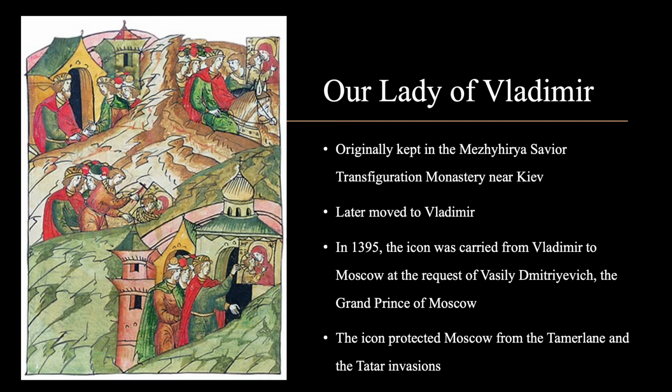The icon was originally kept in the Mezahirya Savior Transfiguration Monastery near Kiev, but later moved to Vladimir, hence the name. In the year 1395, Our Lady of Vladimir was carried from Vladimir to Moscow at the request of Vasily Dmitrievich, the Grand Prince of Moscow. And according to legend, the icon of Our Lady of Vladimir protected Moscow from the Tamerlane invasion and later from the Tatar invasions.